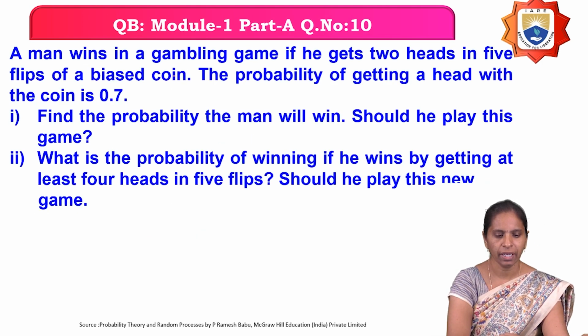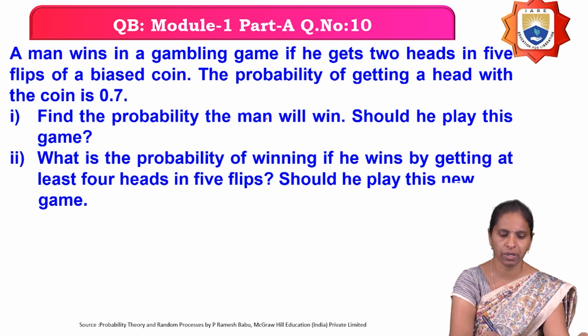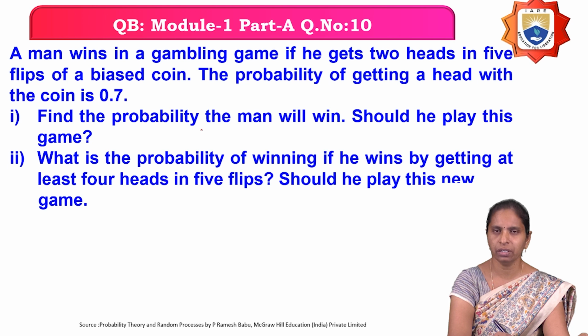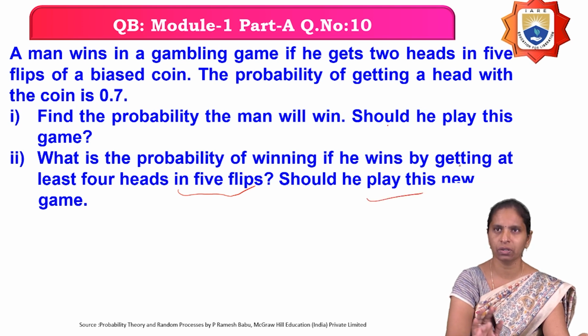Next question. A man wins in a gambling game if he gets 2 heads in 5 flips of a biased coin. The probability of getting a head with the coin is equal to 0.7. The first question: find the probability that the man will win. Should he play this game or not? Second, what is the probability of winning if he wins by getting at least 4 heads in 5 flips? Should he play this new game or not?